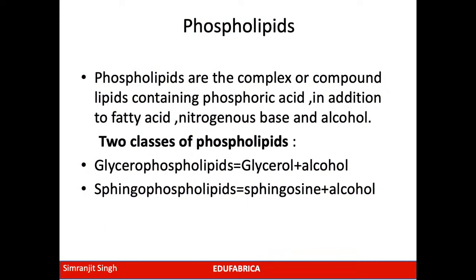Phospholipids are complex compounds containing phosphoric acid in addition to fatty acids, a nitrogenous base and alcohol. There are two classes of phospholipids: glycerophospholipids, including glycerol and alcohol, and sphingophospholipids, including sphingosine plus alcohol.